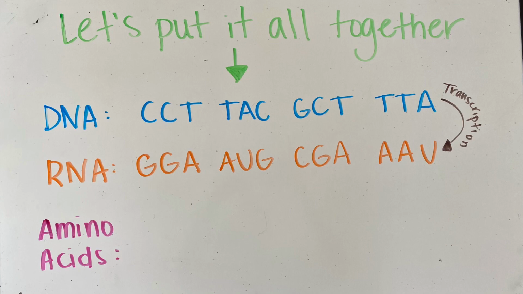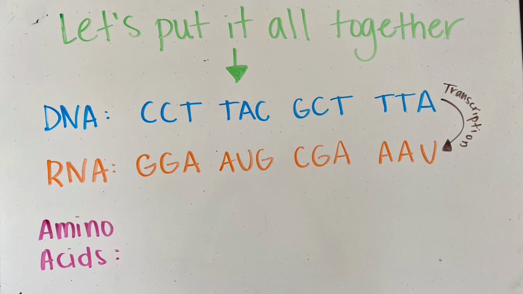Now let's check our work. If you wrote the RNA correctly, you would have gotten the strand GGA, AUG, CGA, and AAU. Bonus points if you remember to put the U at the end instead of a T. That's an example of transcription.